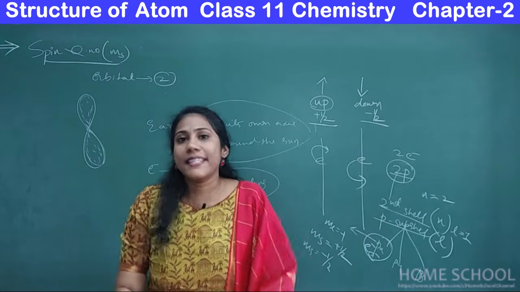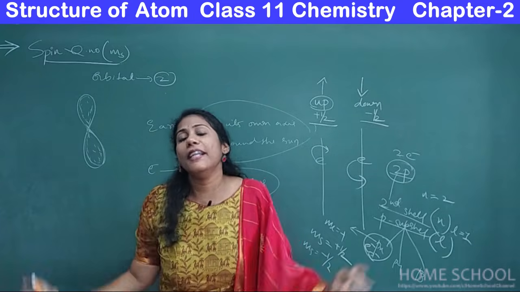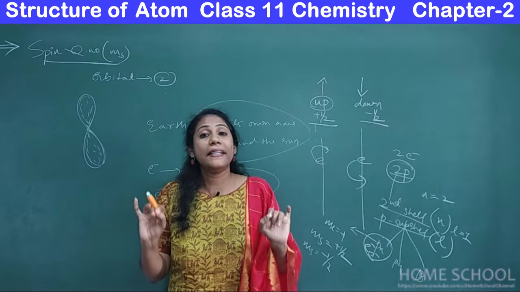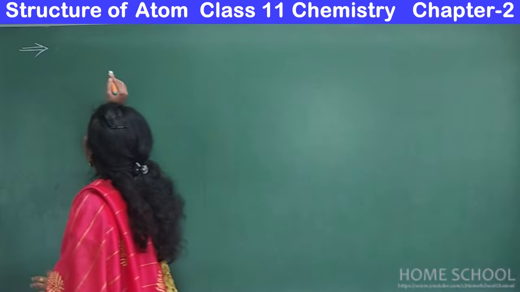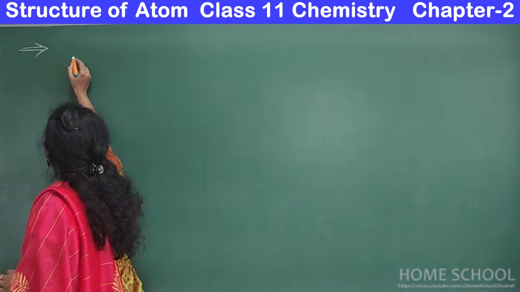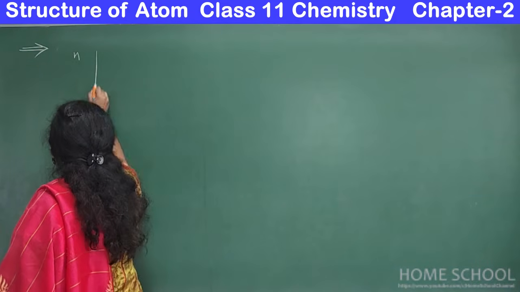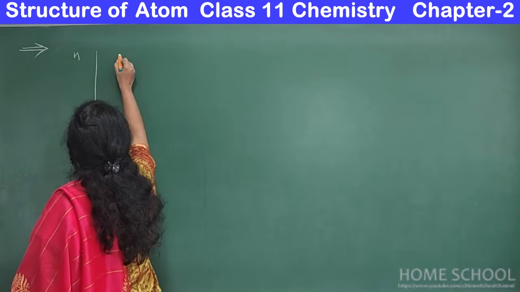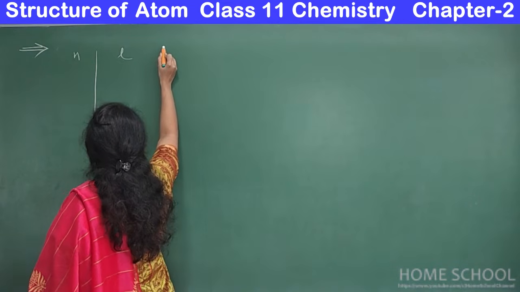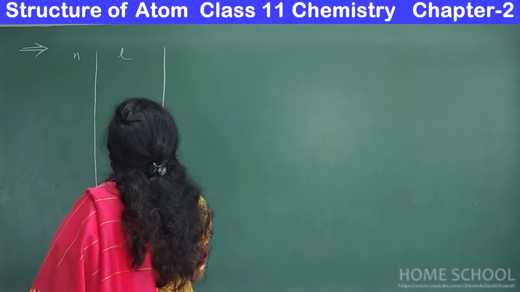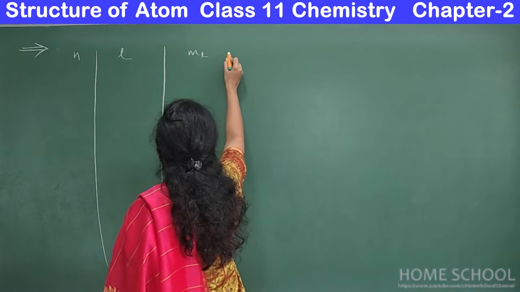Now we will just summarize what we have studied so far. This will definitely help you a lot in understanding in a better way. Don't miss it, do watch it. See guys, let us summarize everything in the form of a table here. The first one is the n value. Let me write the n values, and for a particular shell, what are the subshells present? And then what are the ml values present, right?